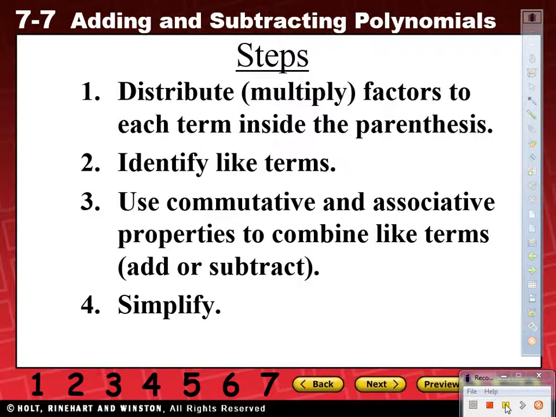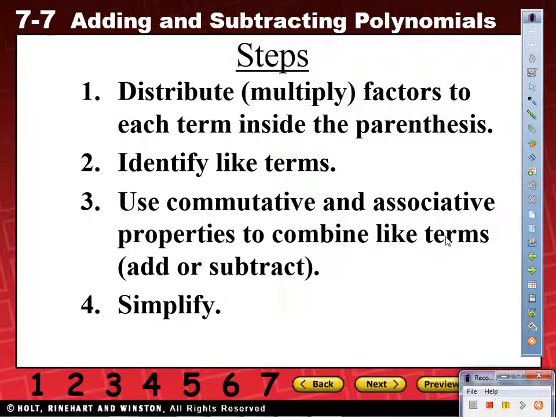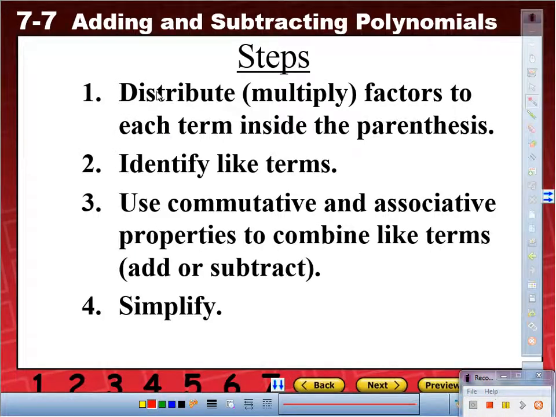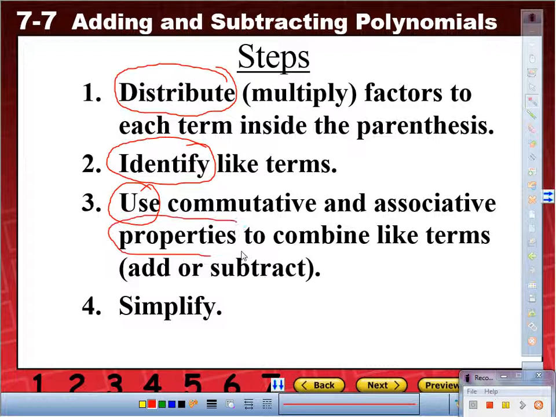Copy those, please. So we had our steps. Simple steps, guys. Here it goes. The first step: we distribute if there's anything to be distributed or multiplied inside to each term. Step 2, identify like terms. Very simple. Step 3, we use properties. What kind of properties? The commutative and associative. Step 4, we simplify. Okay?